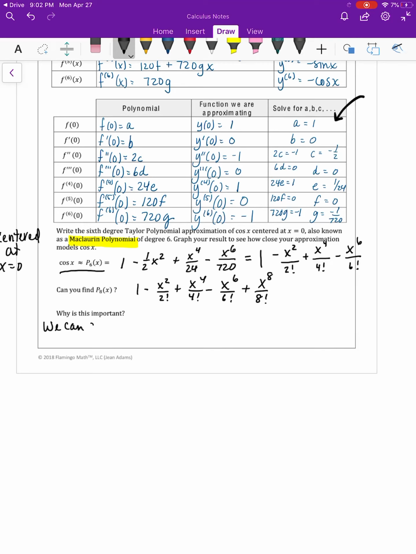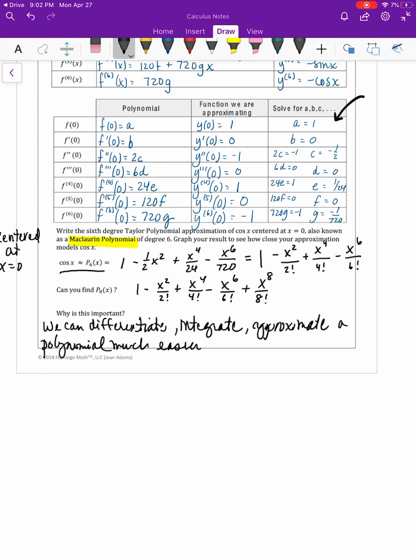And why is this important? Well, we can differentiate, integrate, and approximate a polynomial much easier for a value near the center.